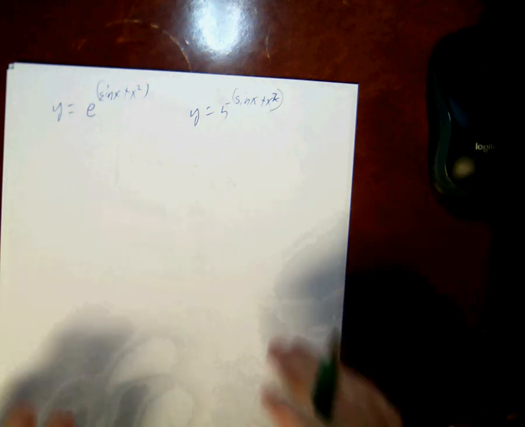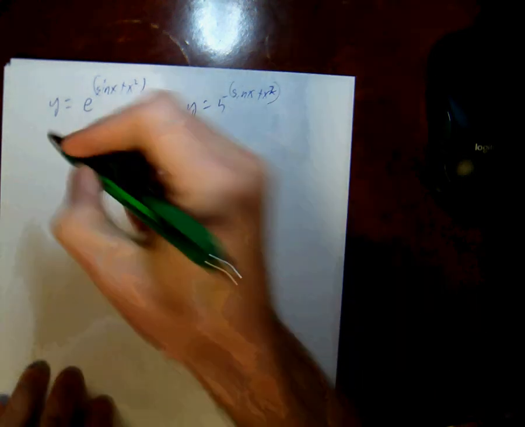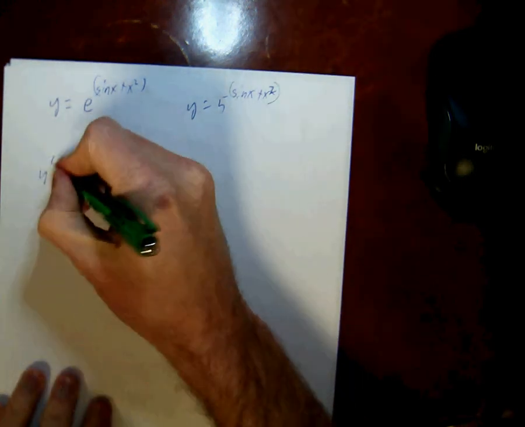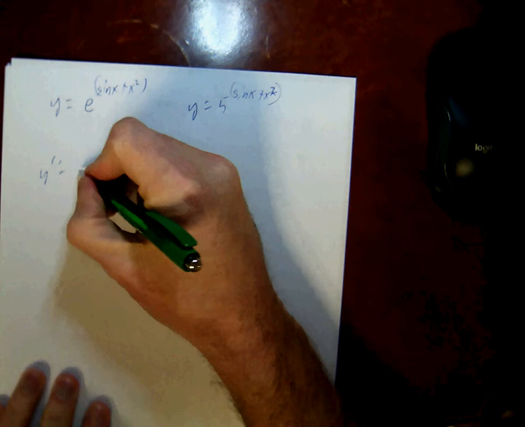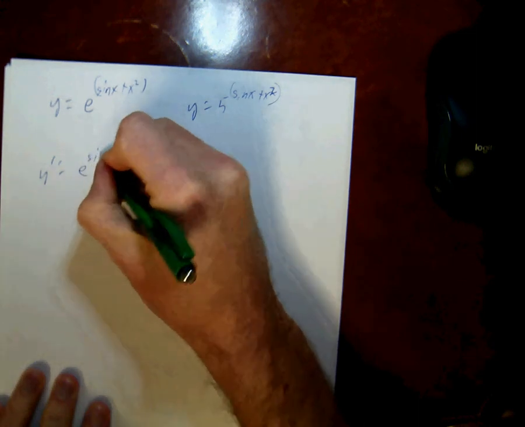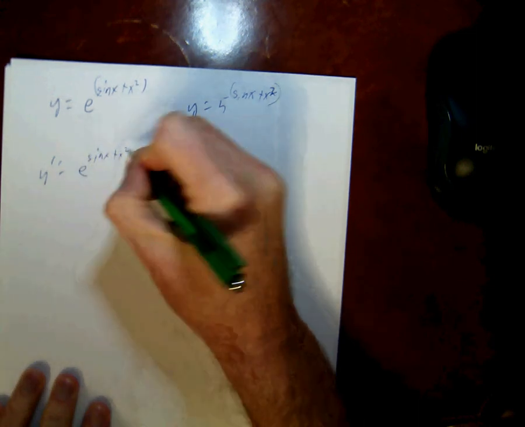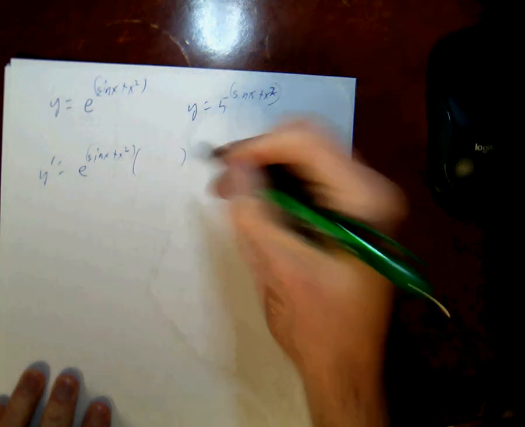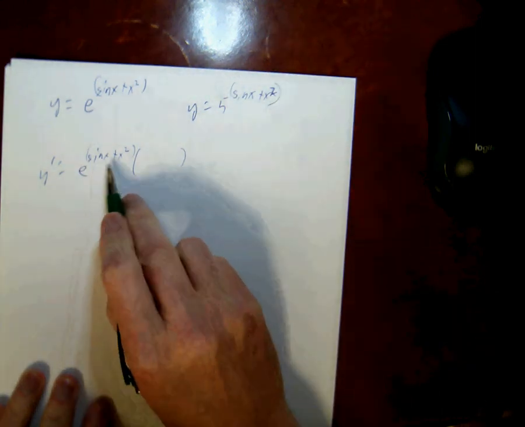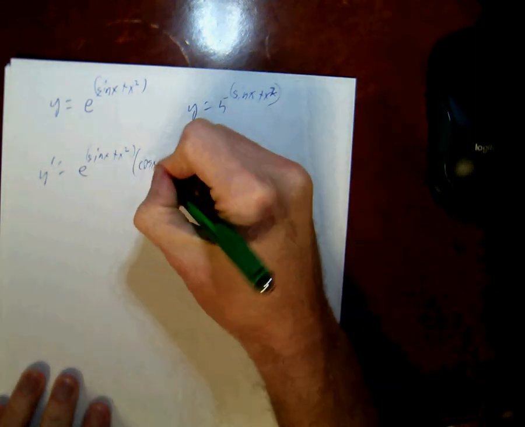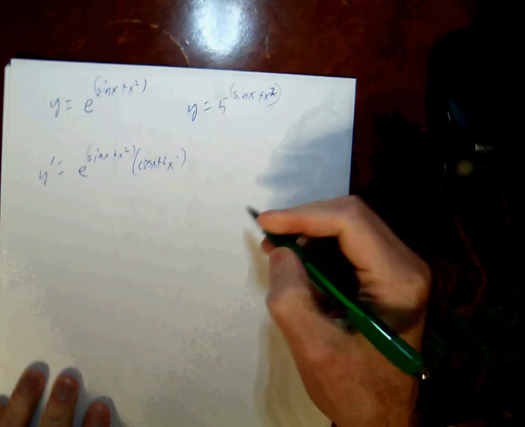All right. So the derivative of this first one, e to stuff, is going to be e to stuff, which is sine x plus x squared, times the derivative of stuff. And the derivative of sine x plus x squared is going to give me cosine x plus 2x. And you're done.